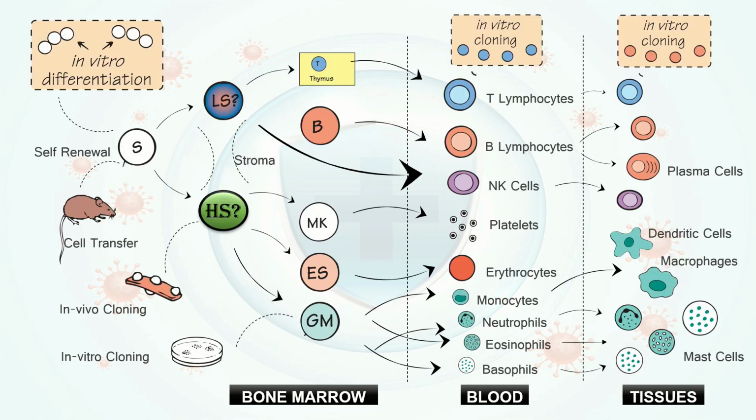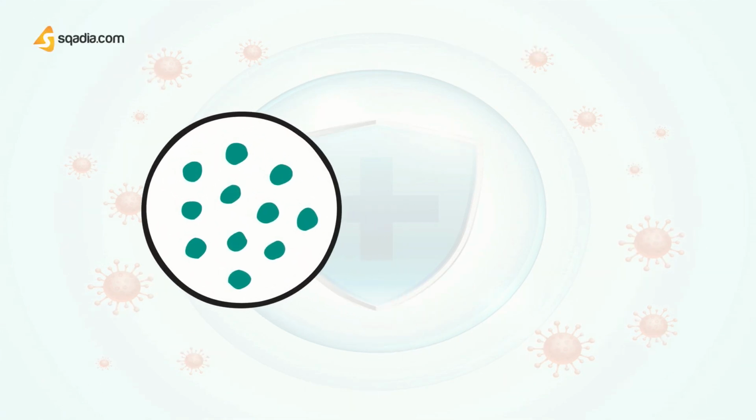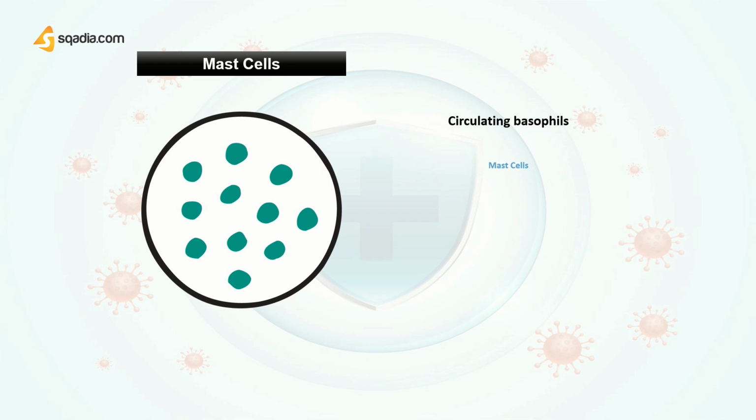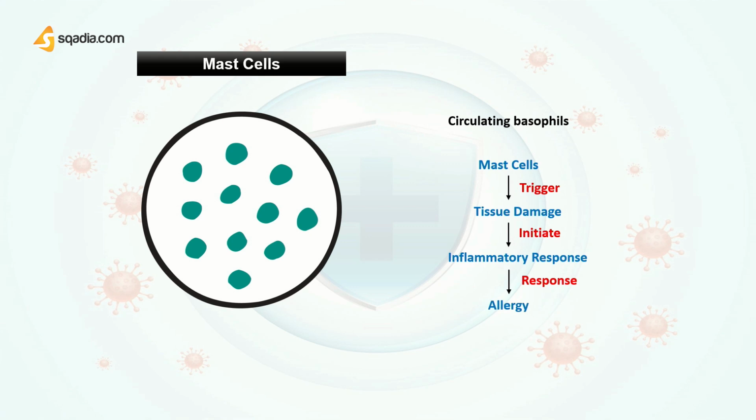Now, mast cells can be termed as large tissue cells that are derived from the circulating basophil. Mast cells are rapidly triggered by tissue damage to initiate the inflammatory response, which causes many forms of allergies.